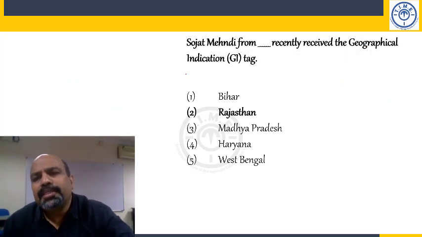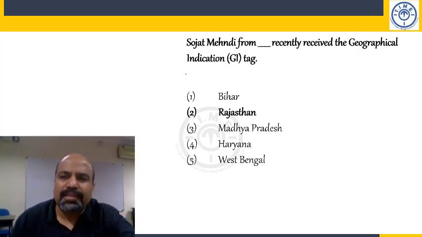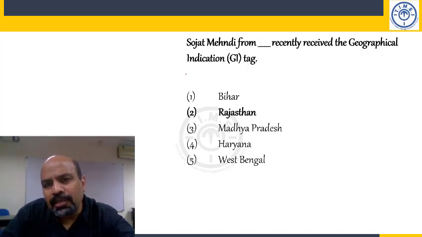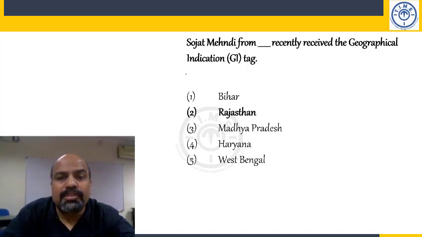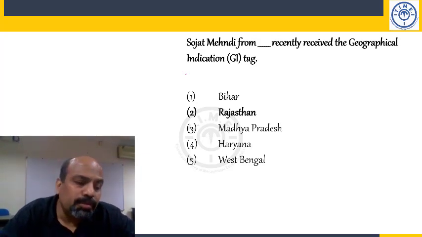Sojat Mehendi from Rajasthan recently received the geographical indication. Shall we do something? There's hardly anything else to discuss because we have already written notes on GI. There is one more question on GI. I'm surprised by the number of questions because recently they gave three GI tags. One is Sojat Mehendi, the other is Judima wine, and the third one will come in a while.